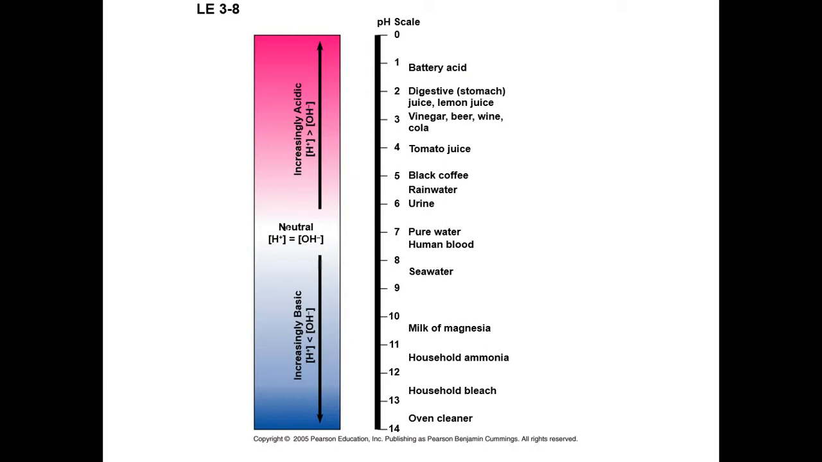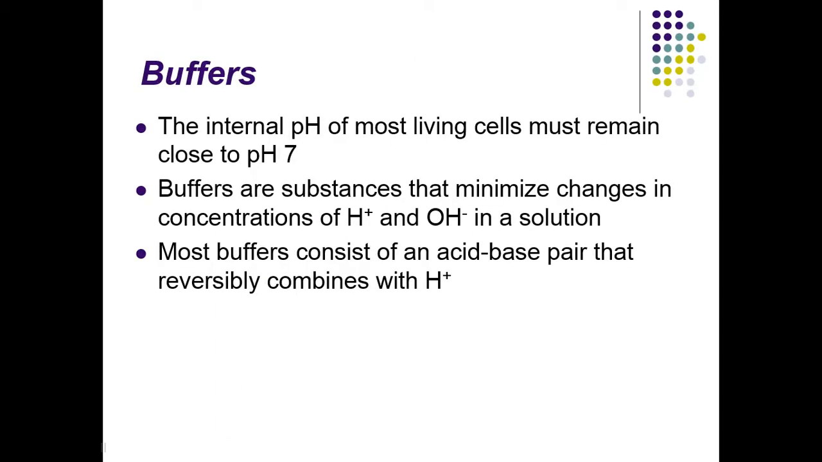If we take a look at this scale here, you can see battery acid is an extreme acid. Digestive stomach juices are also a pretty extreme acid. Slightly less acidic would be things like vinegar, beer, wine, soda, and then so on down the scale. When we get to the other side, oven cleaner and household bleach are extremely basic substances. The internal pH of most living cells has to remain close to a pH of 7, which is neutral.